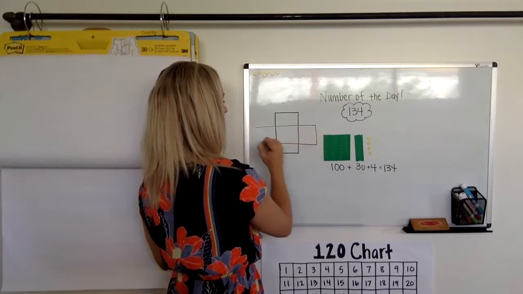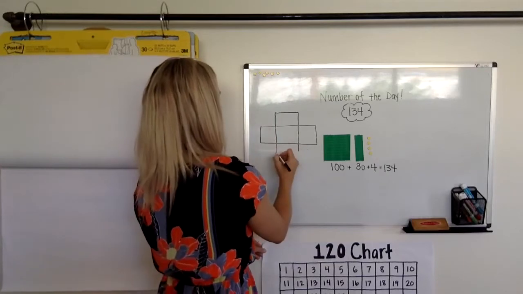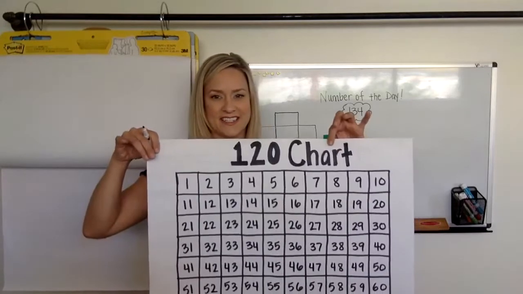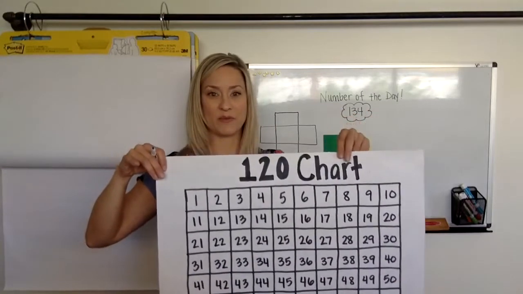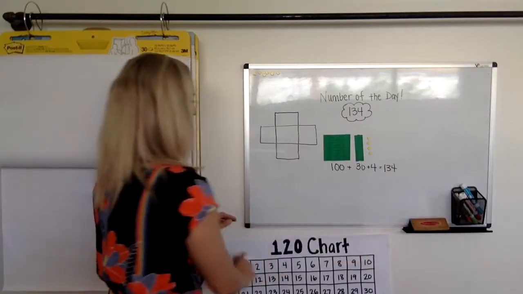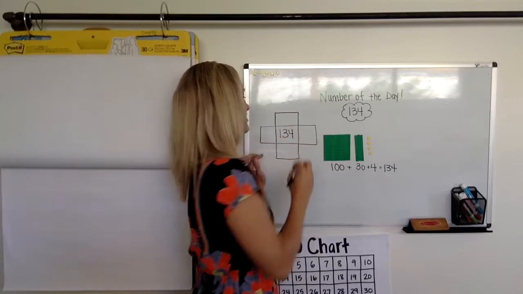What does this mean? What is this showing us? It's kind of like our 120 charts. Remember this? So we do 10 more, 10 less, 1 more, 1 less. All right, let's do it. Are you ready? Here we go. Our number of the day goes right there in the center.